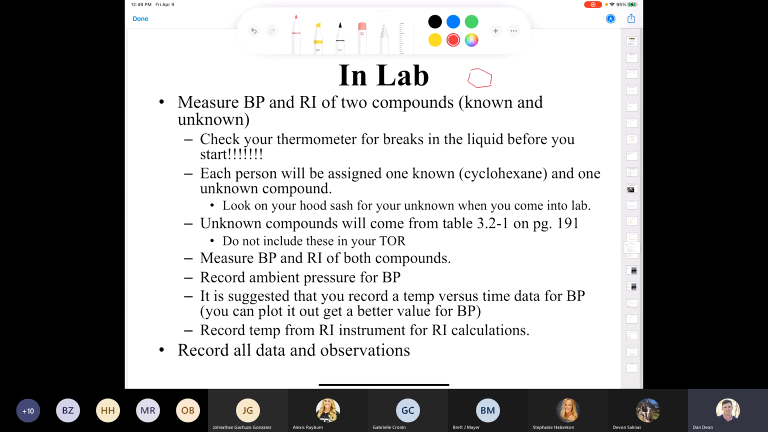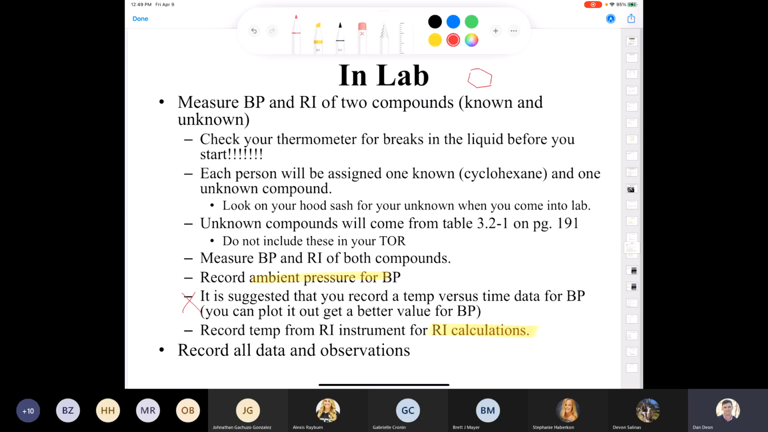You want to record the atmospheric pressure or the ambient pressure in order to correct for the boiling point. You don't have to worry about this bullet point here. I'm just going to cross this out, making a whole temperature versus time plot, not required whatsoever. And then be sure to record the temperature from the refractive index instrument in order to make your calculation for refractive index. This is something that could be a big boo-boo if somebody was to do this.